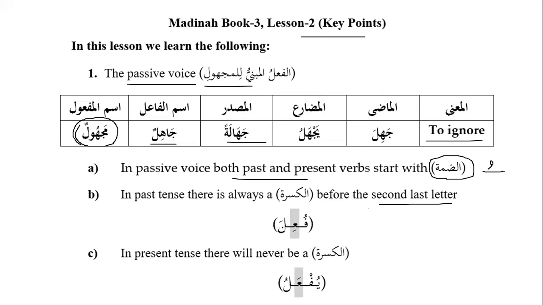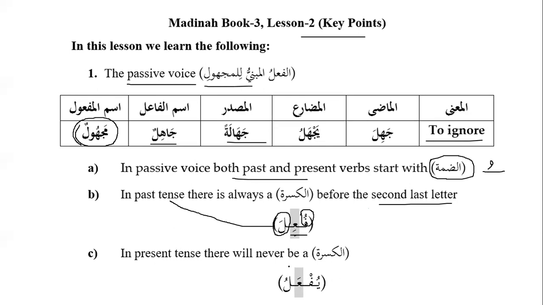For example, fu'ila. What is the last letter? Lam. What do we have before it? Kasra. So in the past tense, in the beginning we will always see a dhamma, and after that, we will always see a kasra. Whenever you see the combination of dhamma and kasra, that means this is the passive of the past tense.